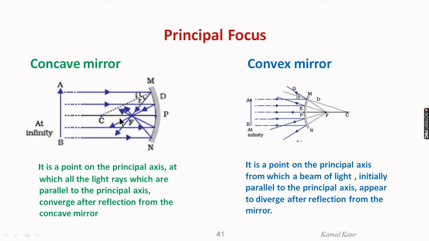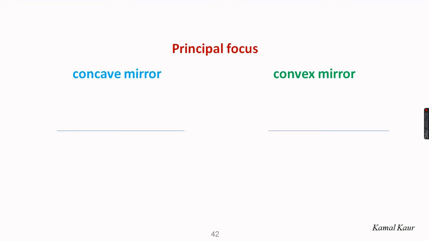and this point will be called as principal focus. In case of convex mirror, parallel rays from infinity will come and fall on the mirror and they will diverge. If we extend these rays backwards, they will appear to come from this point, which will be called as principal focus. Before we see these definitions, first we will learn to draw the principal focus. For that, we will draw principal axis and curved surfaces on this principal axis.